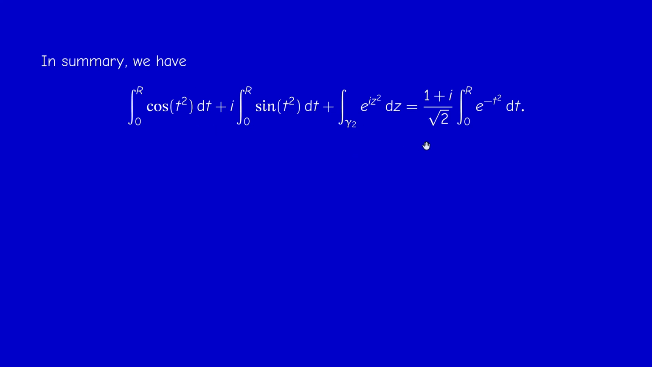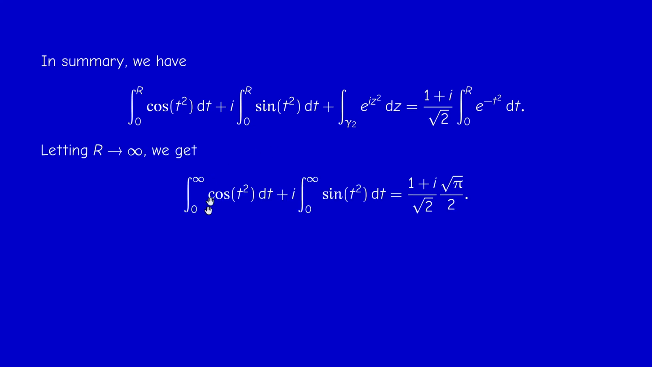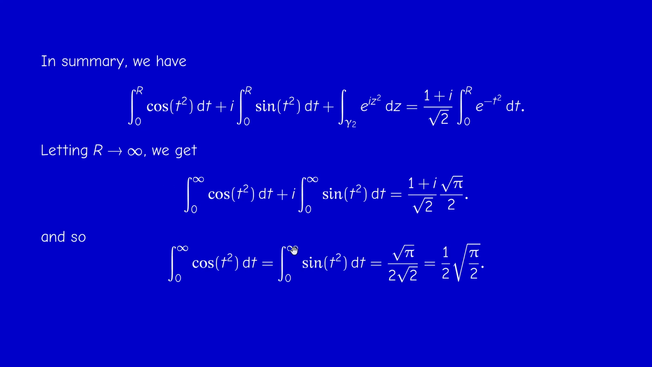Now I'm ready to let r tend to infinity. When I let r tend to infinity, I get by definition the integral from 0 to infinity of cosine t squared plus the same thing for sine t squared. This tends to 0, and this tends to the integral that we know is radical pi over 2, as you observed. From this we deduce by separating the real and imaginary part that both integrals have the same value, which is radical pi over 2 radical 2, or if you like, 1/2 radical pi over 2. These are called the Fresnel integrals, and they are important in optics.